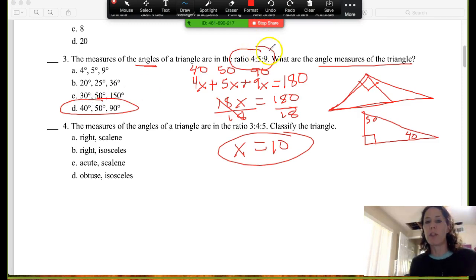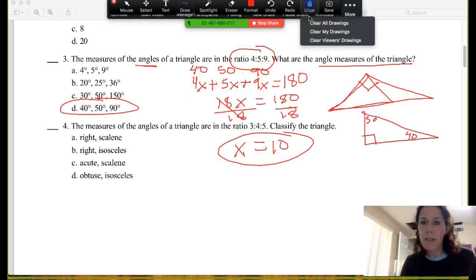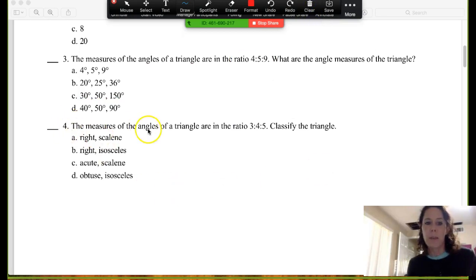So anytime you have a ratio and you're trying to find out the angle measures, take that ratio, multiply it by a value of x, and set it equal to 180. On that same line, let's look at the next one. The measures of the angles of the triangle, once again, are in a ratio of 3 to 4 to 5. It says classify the triangle.